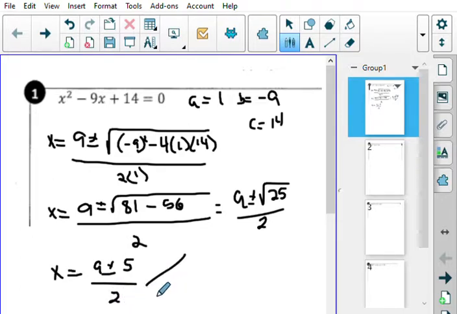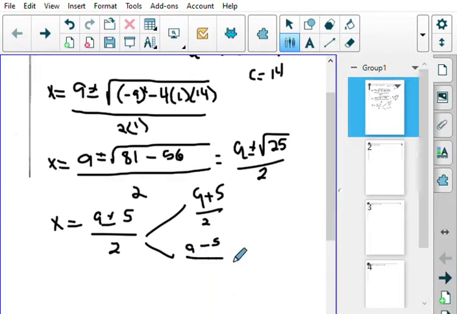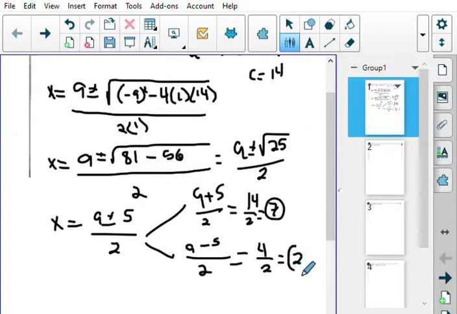So we have two solutions here. We have 9 plus 5 over 2 and 9 minus 5, I'll scroll down here, divided by 2. 9 plus 5 gives us 14, divided by 2 gives us 7, which again, we already knew. And 9 minus the 5 gives us 4, divided by 2 gives us 2.